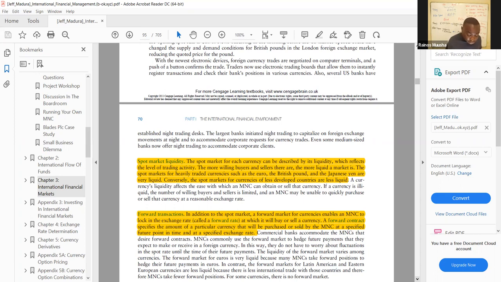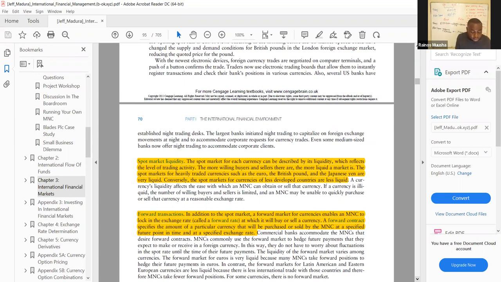liquid. Conversely, the spot markets for currencies of less developed countries are less liquid because there's not that much trading happening between those countries and the other countries as well. Because of this, those currencies are going to be considered less liquid.